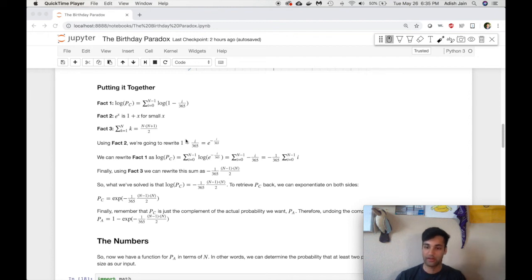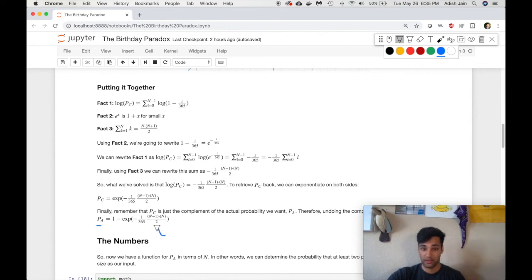Let that marinate in your head a little bit, and think about what those steps were that we took to get to this final solution. We've basically found the probability that at least 2 people share a birthday, P(A), as a function of n.